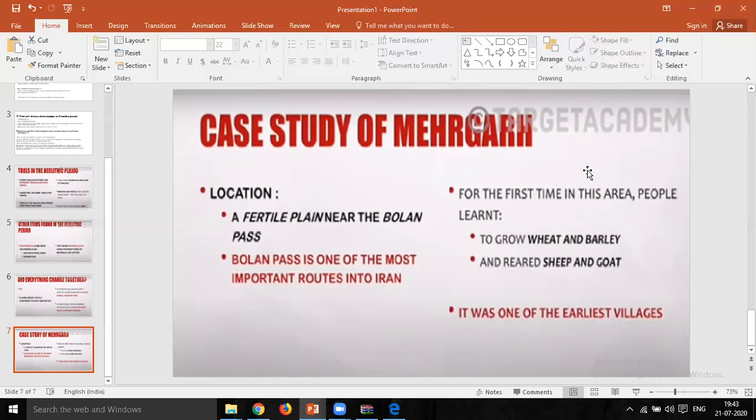Okay, and these paintings were used at ceremonial occasions for special rituals. And these paintings gave an insight into how these people lived in those times at Mehrgarh.